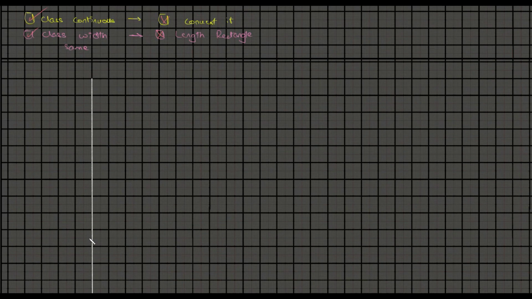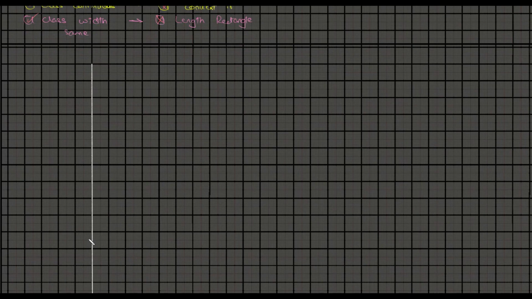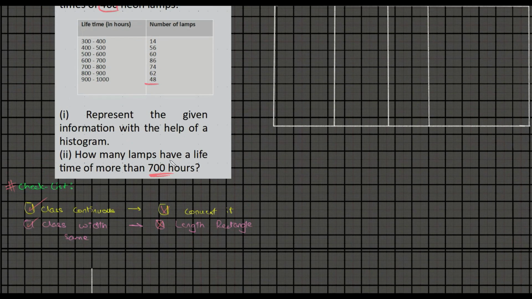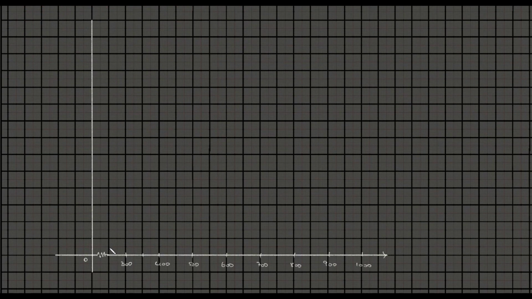And for the number of lamps, the maximum is 86, right? I'll just show it to you also. We have 86 and the minimum is 14. We need to go with 10 only, right? There's no other way. So we have 0, 10, 20, 30, 40, 50, 60, 70, 80, 90.